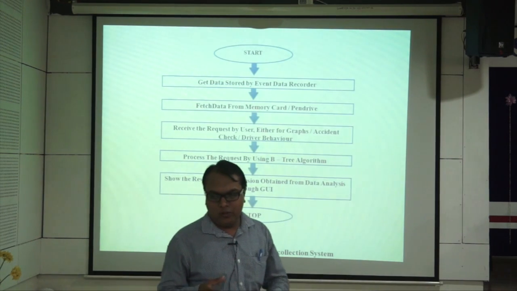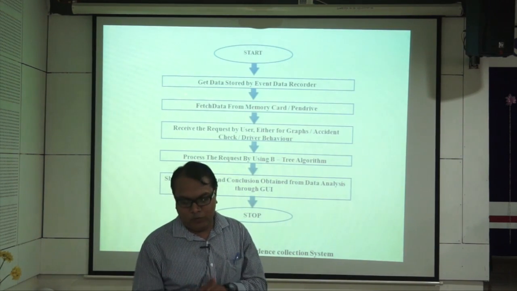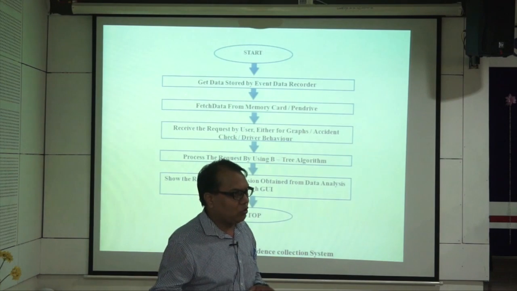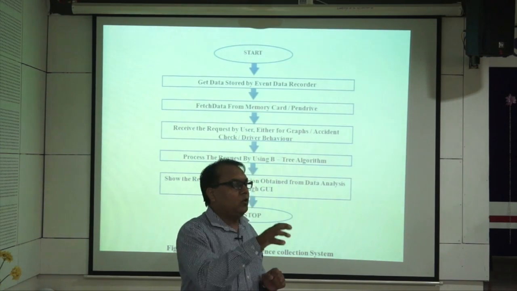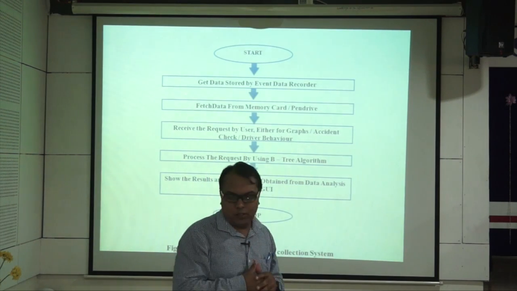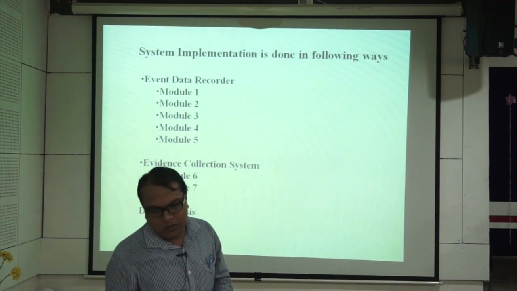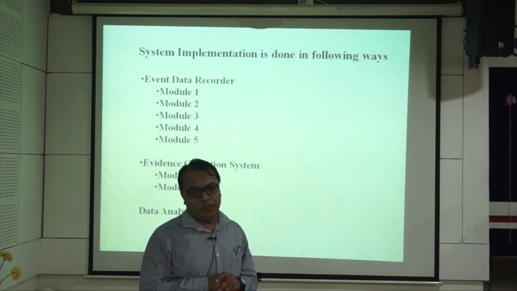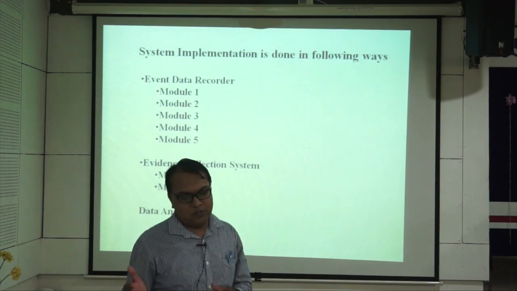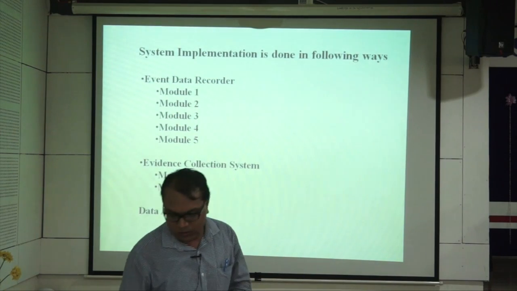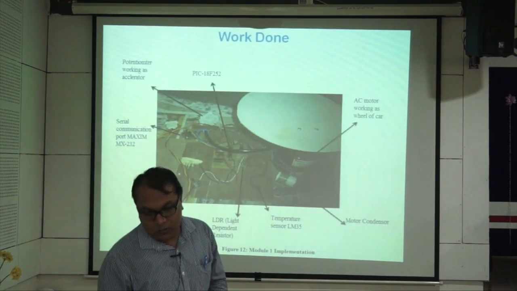Evidence collection system flowchart. I already told that I fetch the data from the memory card. The B2 algorithm is there. After that, the query-based fetching system is there. In this implementation, I have done the event data recorder in 5 modules and the evidence collection system in 2 modules. After that, I am going to the data analysis.